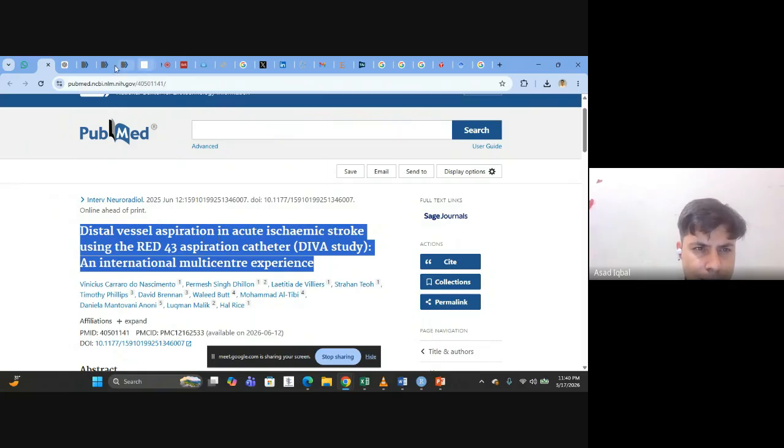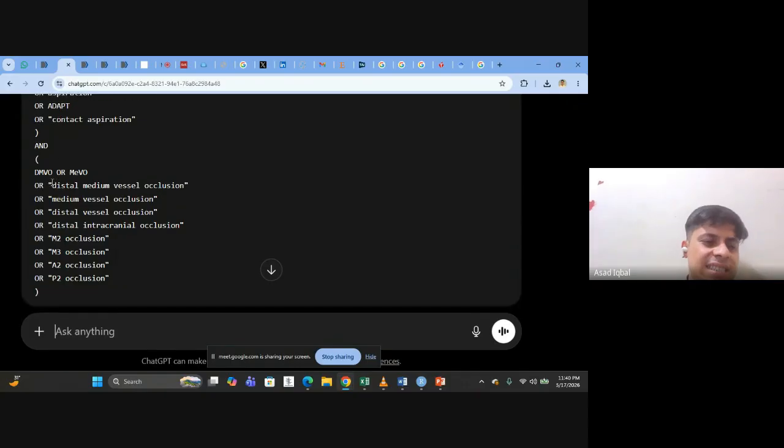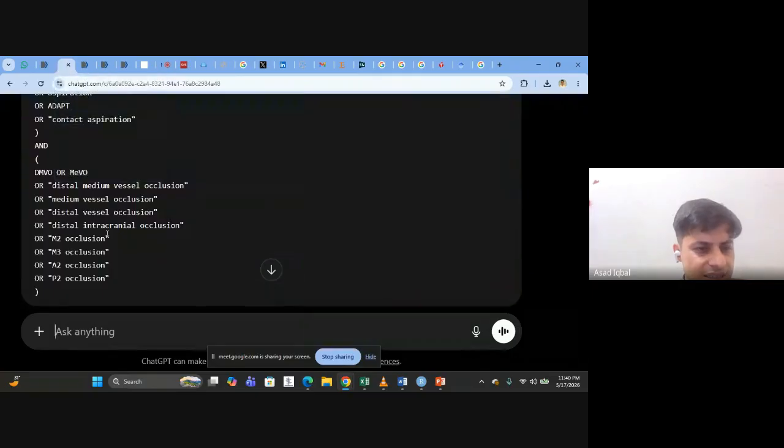Aspiration. So this specific segment is present in all four. Maybe some papers have thrombectomy, maybe some have aspiration, maybe some have aspiration thrombectomy, but I think if a person wrote aspiration thrombectomy, it is not necessary. Mechanical contact aspiration and distal medium vessel. Here, any distal vessel? Yes, distal vessel.